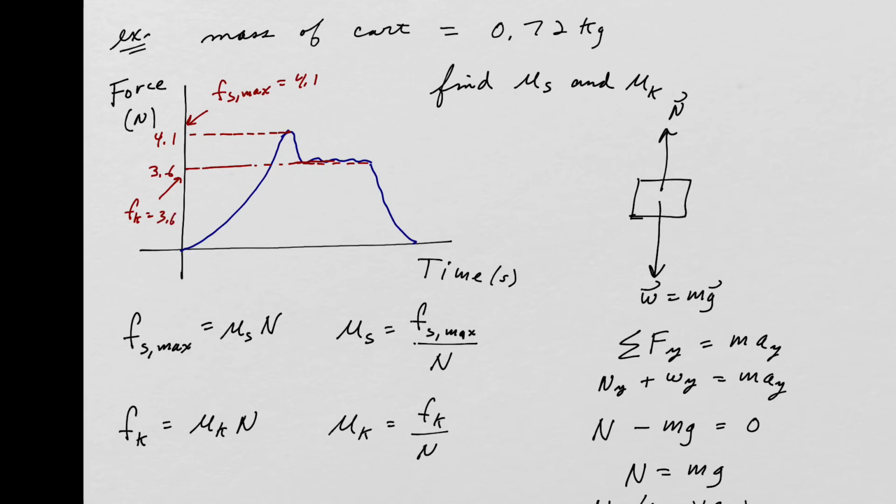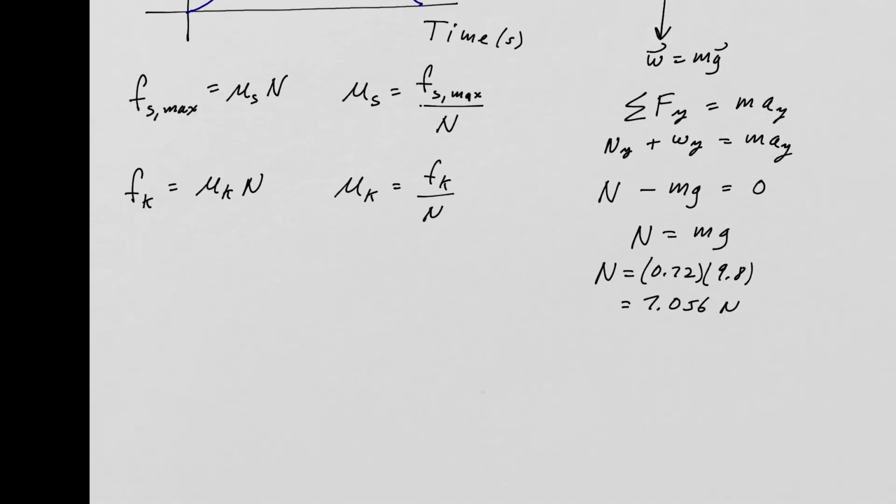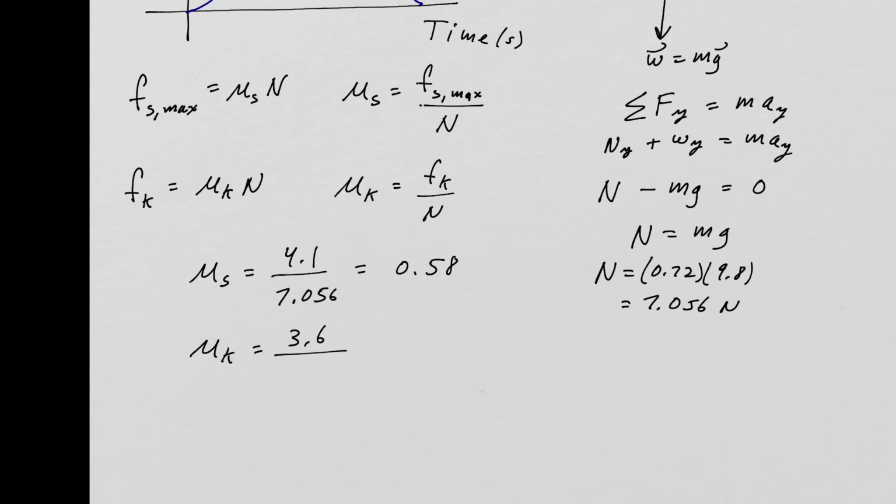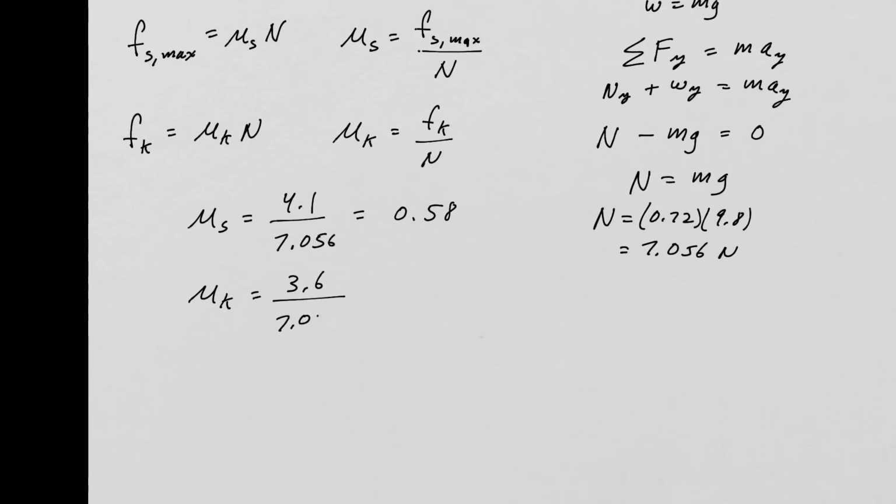So now I can actually finish the problem, right? Mu s will be Fs max, which is 4.1, divided by the normal force. So that would be, in this case, 0.58. And then mu k will be Fk, which we're estimating is 3.6 from our graph, divided by normal force. And that's going to be around 0.51.